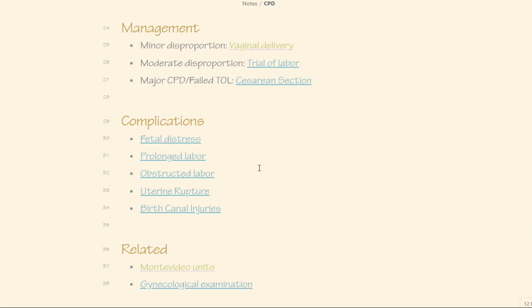CPD means the baby's head and pelvis are not proportional to each other. So that is about cephalopelvic disproportion.